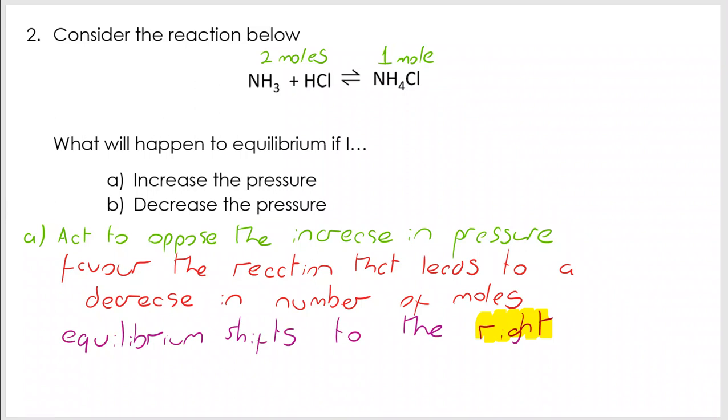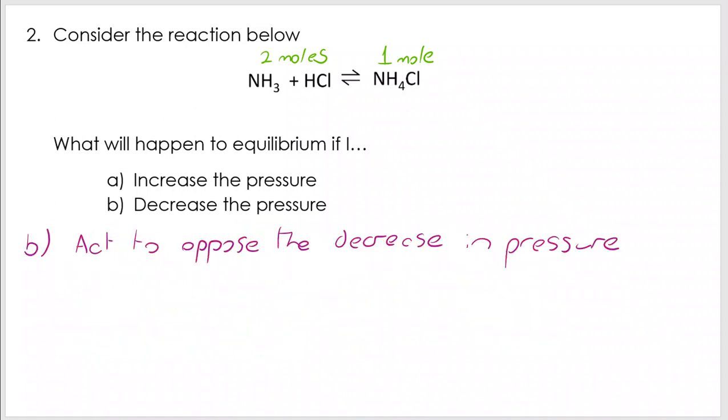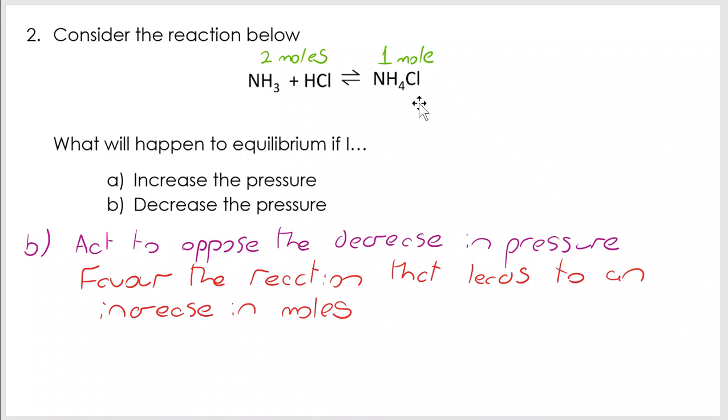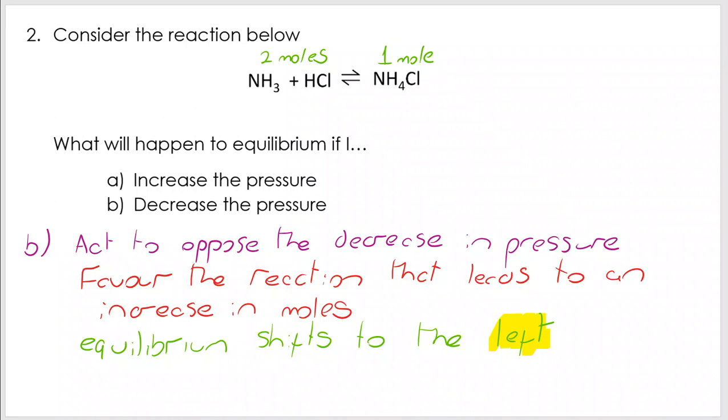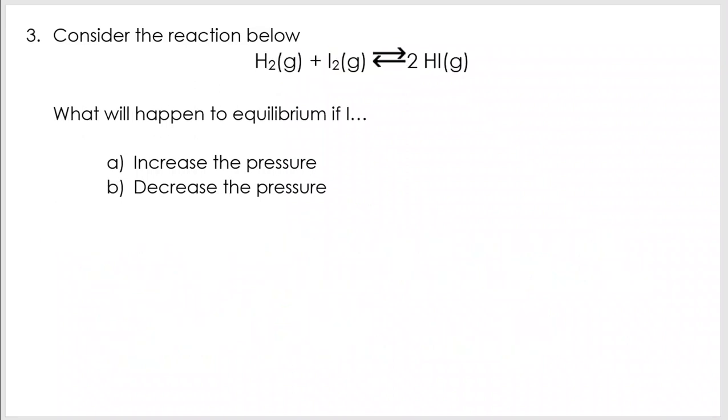Now let's have a think about B, decreasing the pressure. Well, the system will act to oppose the decrease in pressure. So it's going to favour the reaction that leads to an increase in the number of moles, 1 to 2. The equilibrium is going to shift to the left. And another example here.